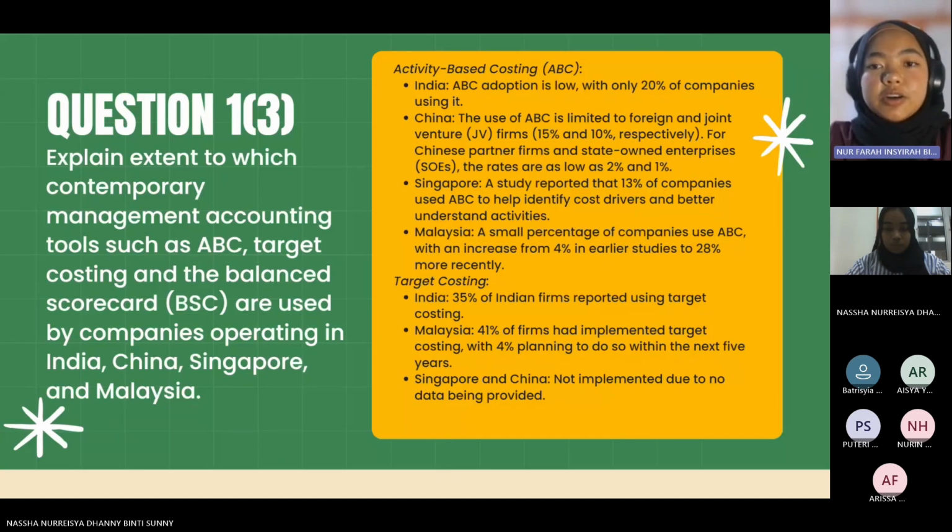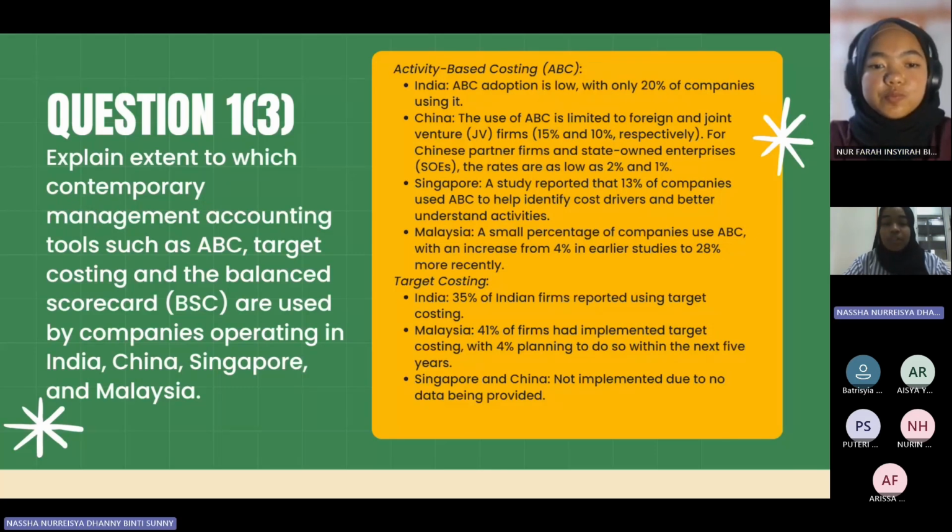In China, the uptake of these management tools is much slower compared to India. Only 2% of Chinese companies used the ABC method. This may be due to a preference for more traditional cost accounting methods or unfamiliarity with the benefits it offers, such as better cost allocation and improved decision making.